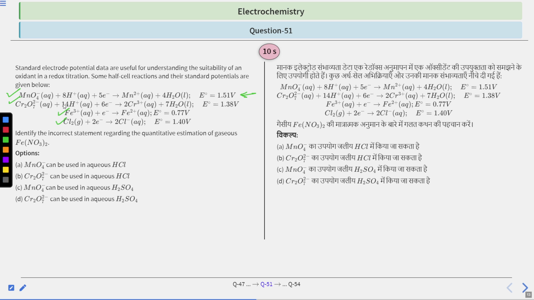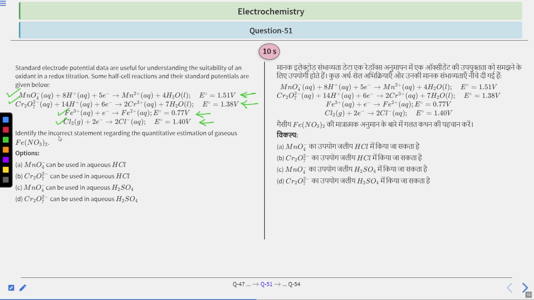Cr2O7²⁻ + 14H⁺ + 6e⁻ giving 2Cr³⁺ + 7H2O. E° is again given for this half cell reaction. Fe³⁺ + e⁻ giving Fe²⁺, and E° for this reaction is also given. Cl2 + 2e⁻ giving 2Cl⁻. E° for this reaction is also given. Okay, so we have been given the half cell reactions and their standard electrode potentials.